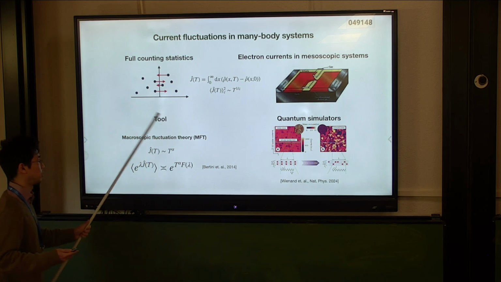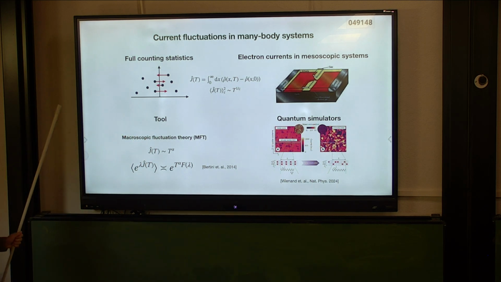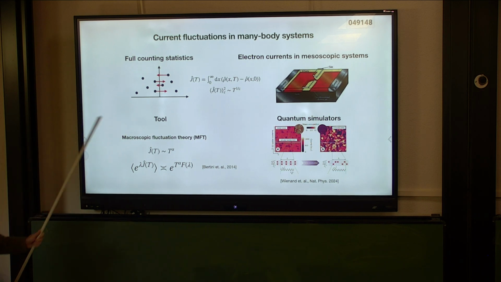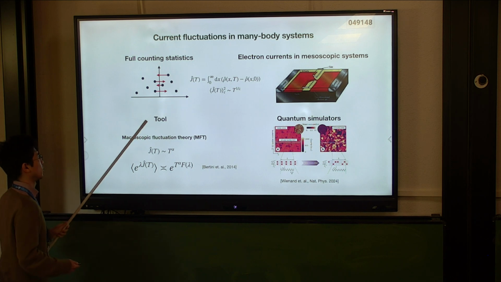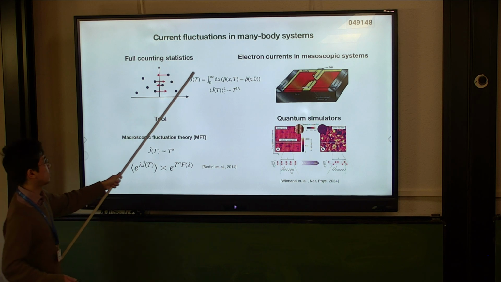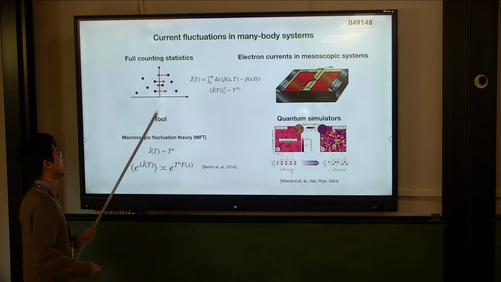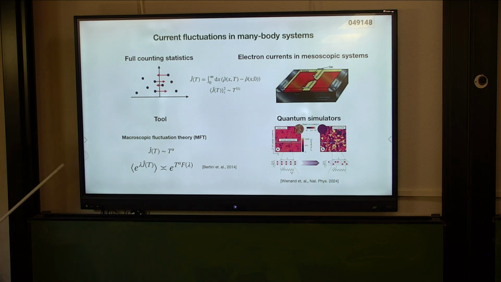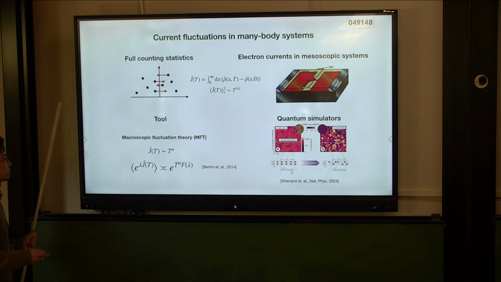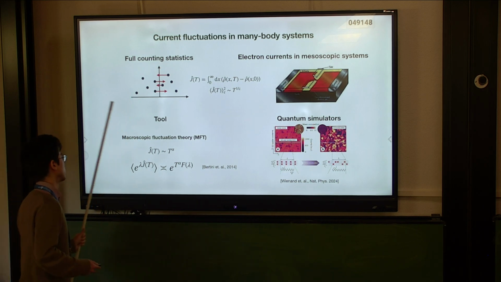And the experimental people really could observe not just the mean value or the variance, but also kurtosis and in general higher cumulants of the current. Okay, this is the definition of the time-integrated current, which can be also written like this, where rho is the particle density at position x and time t. So that's the status quo of the full-counting statistics.